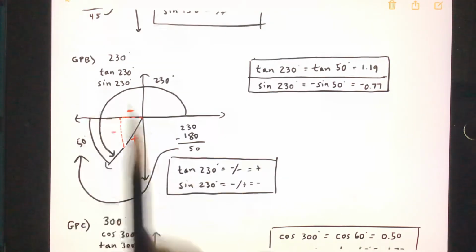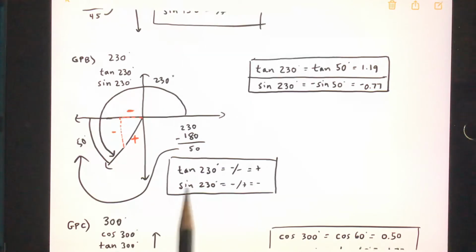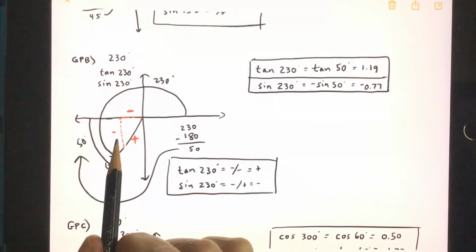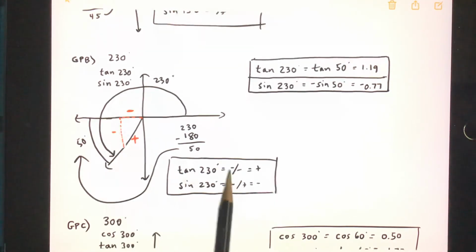If we're asked to find the tangent at 230 degrees, then we're going to notice that we will have to do y over x, negative over negative, giving us a positive. So our tangent of 230 degrees will be positive.